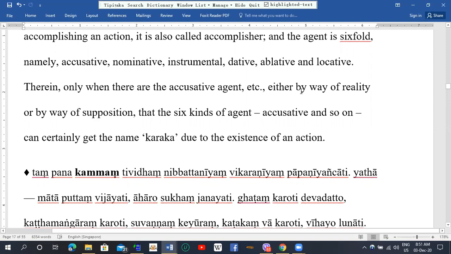He translates the power water. Bhavato, find way of a reality. Prikapato, he translates, find way of a supposition that there's a kind of agent. Adjusted end and so on, can certainly get the name Kāraka. Kāraka due to the existence of an action.